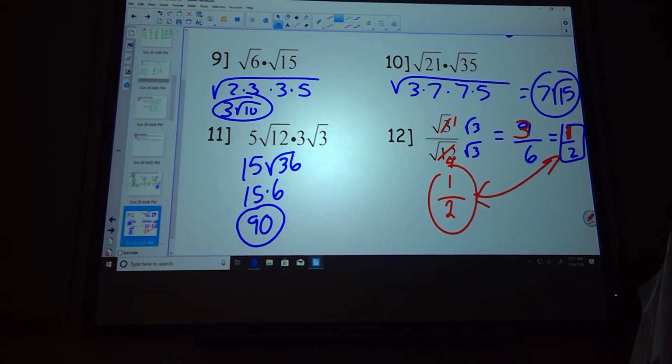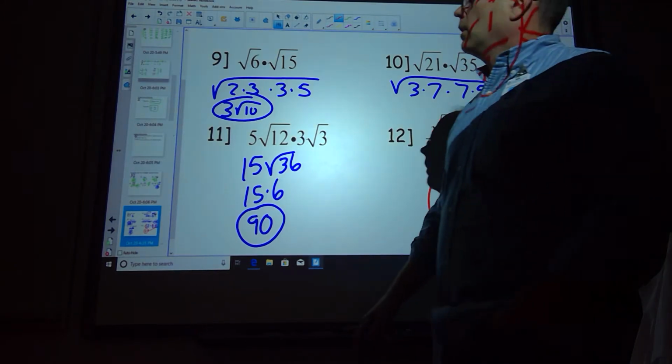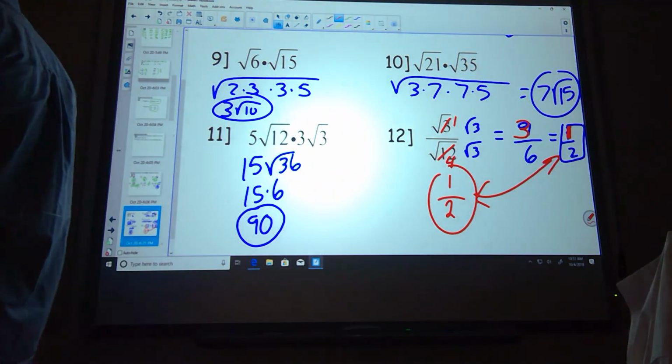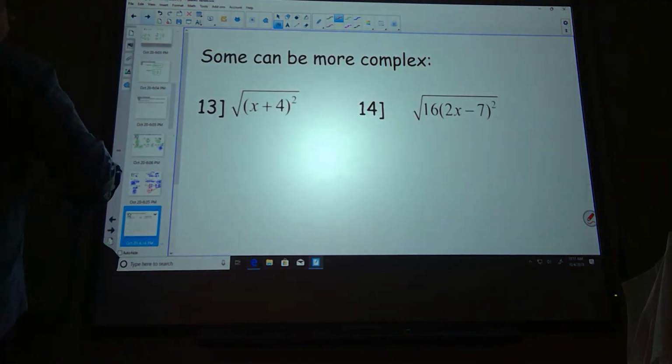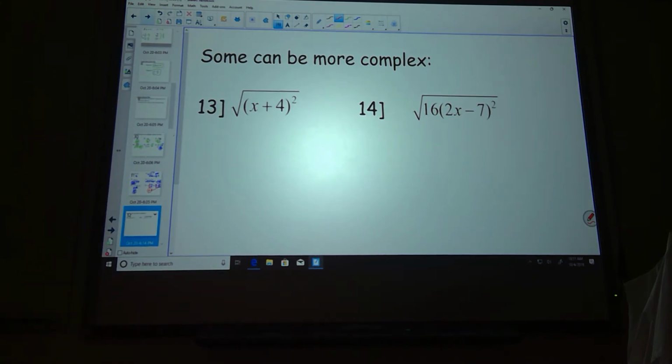Yeah. You can't have negatives under a radical. Oh, we're getting there. Don't you worry. We will get there. All right. Can I move on? Yeah. Do you have this slide? Yeah. Oh, cool. All right.